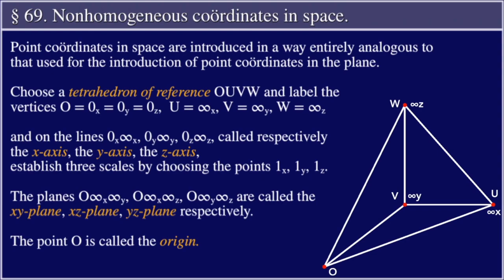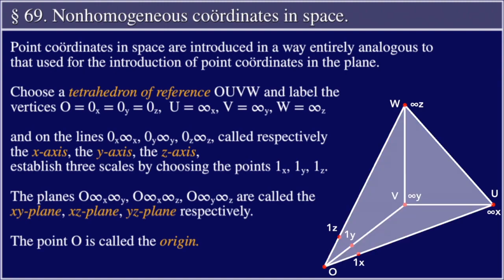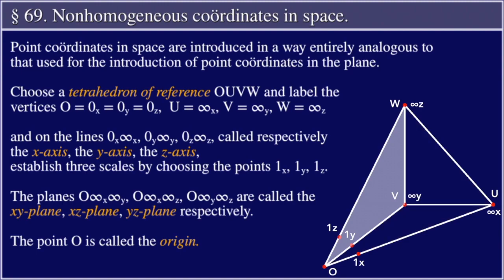And on the lines O infinity x, O infinity y, O infinity z, called respectively the x-axis, the y-axis, and the z-axis, establish 3 scales by choosing the points 1 sub x, 1 sub y, 1 sub z. The planes O infinity x infinity y, O infinity x infinity z, O infinity y infinity z are called the xy plane, the xz plane, and the yz plane, respectively. The point O is called the origin.